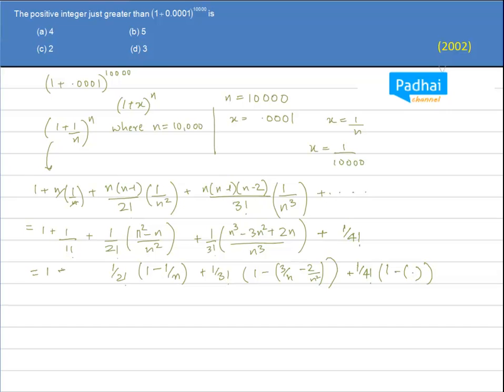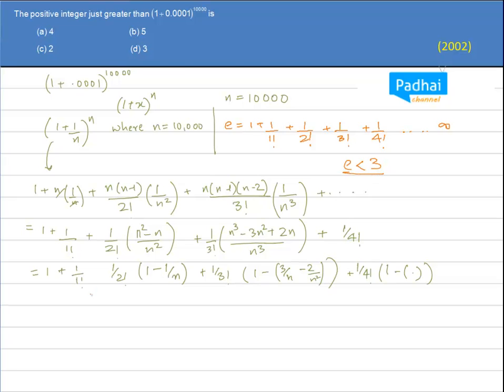Now let us see why I am doing this. I am doing this for a reason. We know the expansion of e. Let me rub this off so that I can write the expansion of e over here. The expansion of e is equal to 1 plus 1 by 1 factorial plus 1 by 2 factorial plus 1 by 3 factorial plus 1 by 4 factorial and so on up to infinity. We know that e is a number lying between 2 and 3, so the integer just greater than e is 3.